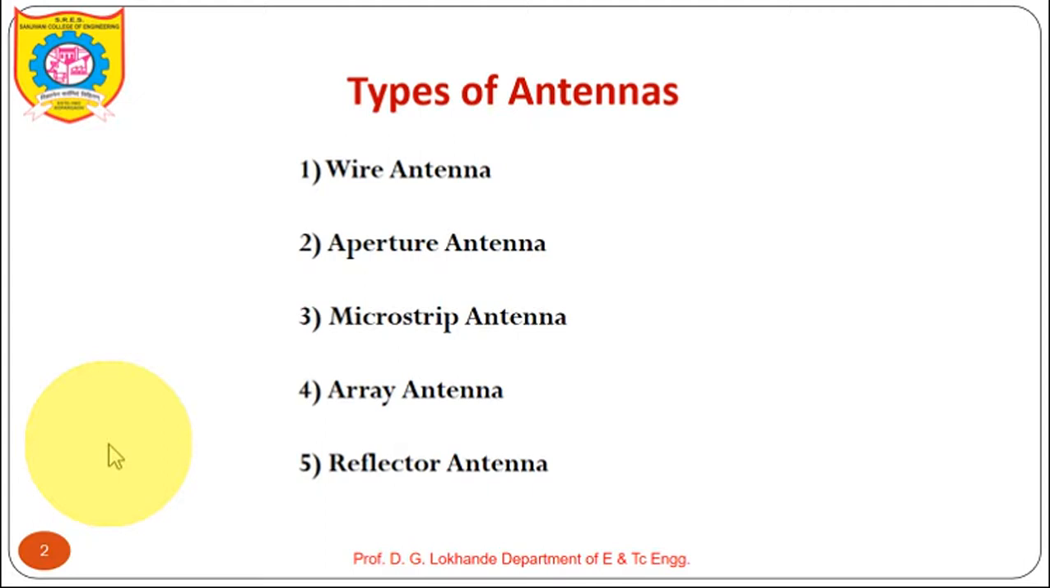In that there are 5 different antennas we can observe. The first one is the wired antenna, second one is the aperture antenna, third one is the microstrip antenna, fourth one is the array antenna, fifth one is the reflector antenna. Now one by one we will see how the particular antenna arrangements are there and what the features of that are.